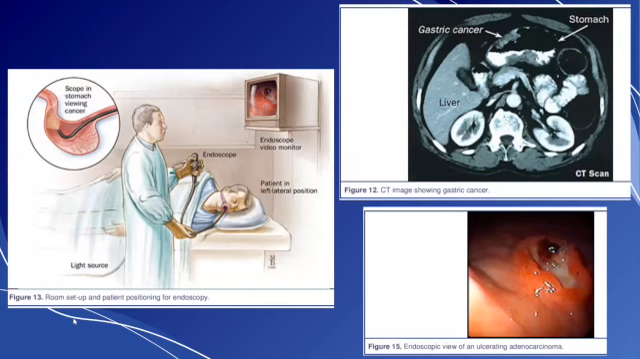So an endoscopy is a visual and biopsy of the gastric mucosa that can detect early gastric cancer. On the top right, we have a CT. This is used in gastric cancer tumor staging. It can demonstrate the size and location of the cancer, wall thickness, and the spread of the tumor. And the bottom picture is an endoscopic view of an ulcerating endocarcinoma.